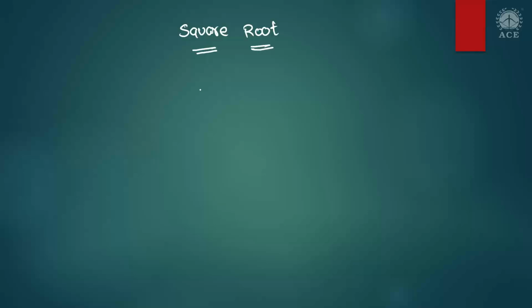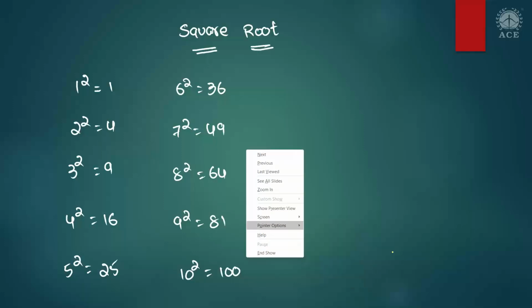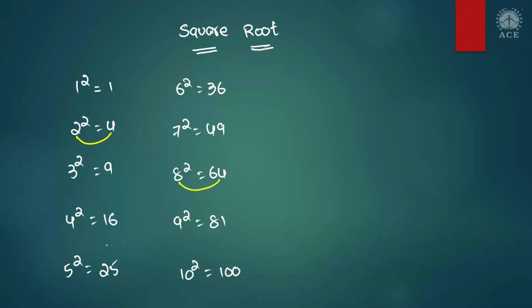Now let's go ahead with the square root. Before that, you see there is a problem. 1 square 1, 2 square 4, 3 square 9, 4 square 16, 5 square 25, 6 square 36, 7 square 49, 8 square 64, 9 square 81, 10 square is 100. Here the problem is 2 square is also ending with 4, and 8 square also ending with 4.